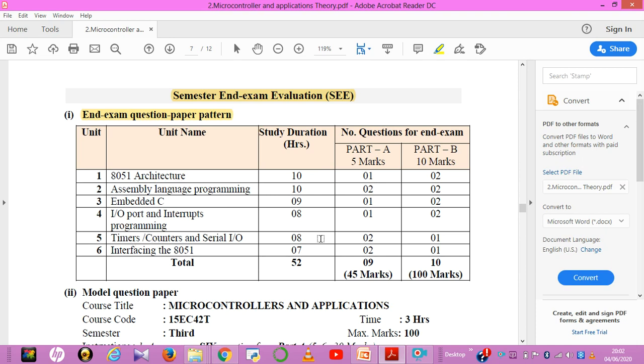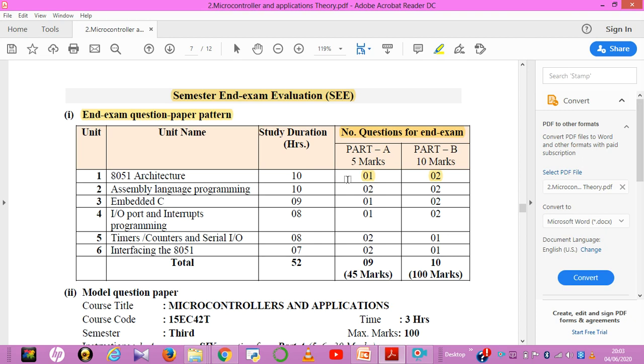Okay, and next you have the number of questions for end exam. For part A 5 marks, for part B 10 marks. Now we'll start with first unit, unit number 1, 8051 architecture. It covers total 25 marks in external exam. For part A you'll get one 5 marks question, and for part B you'll get two 10 marks questions.